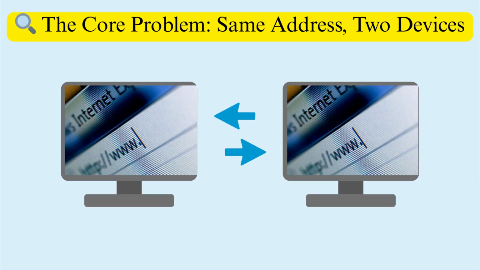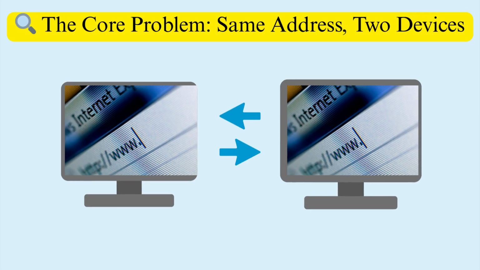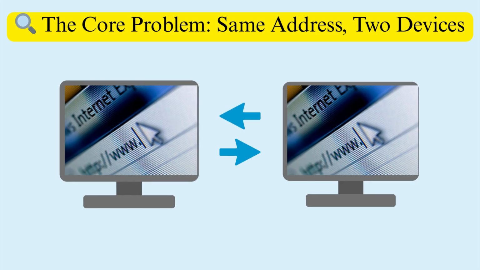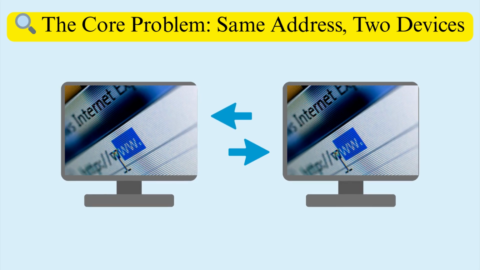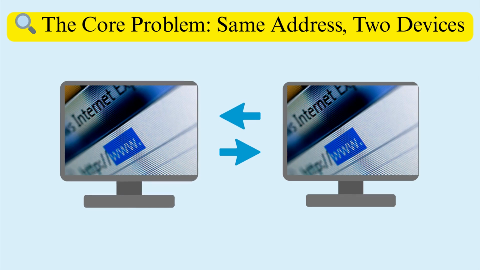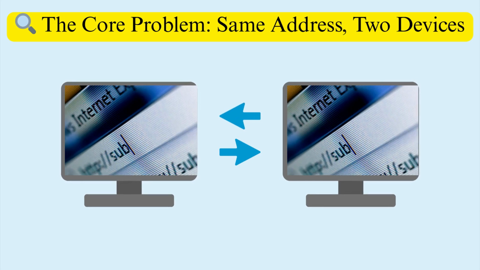The core problem: same address, two devices. In simple terms, an IP conflict means two devices on your network are trying to use the same IP address. That's like two houses having the same street address. No one knows where to deliver the mail. The conflict often arises when static IPs are manually set without coordination.